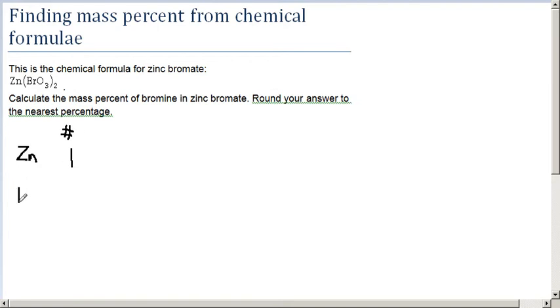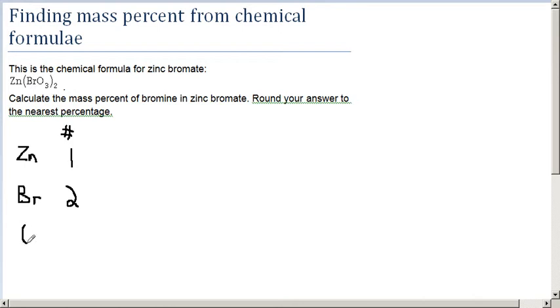And for bromine, inside of the parentheses, there's just 1 bromine inside of the parentheses, and there's 2 of them included. There's 2 bromates per formula unit here. So that's going to be 2 bromines for every formula equivalent.